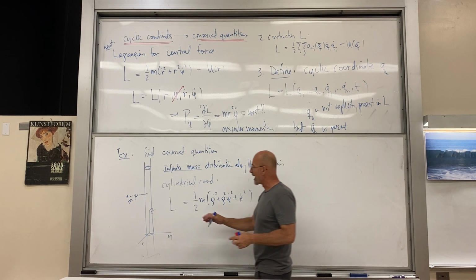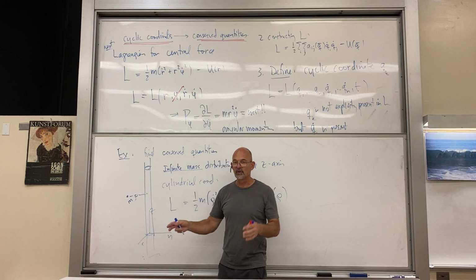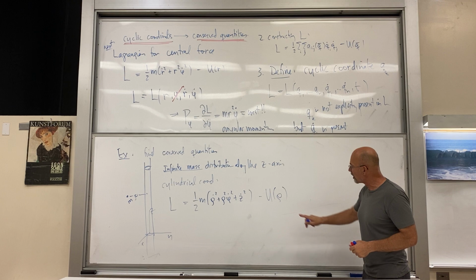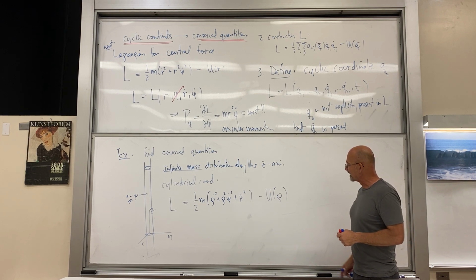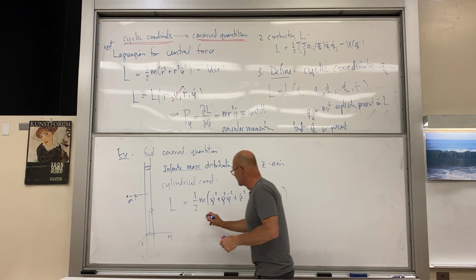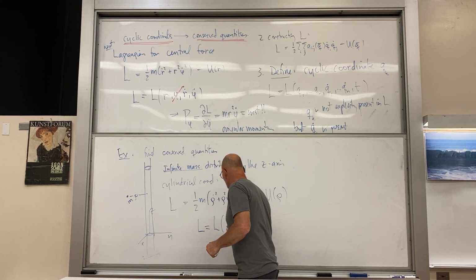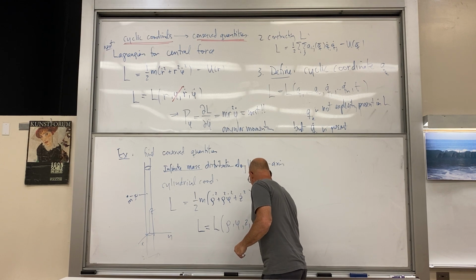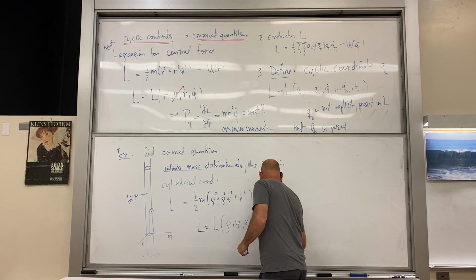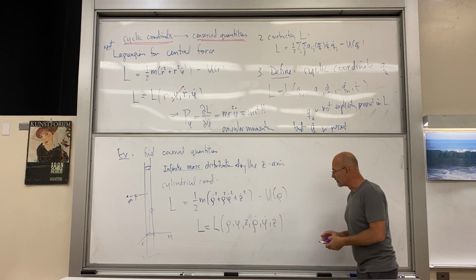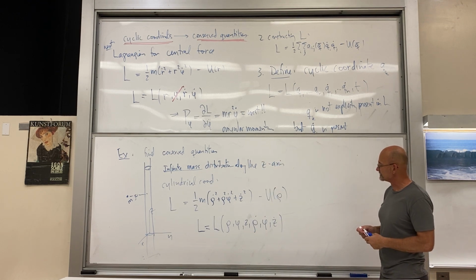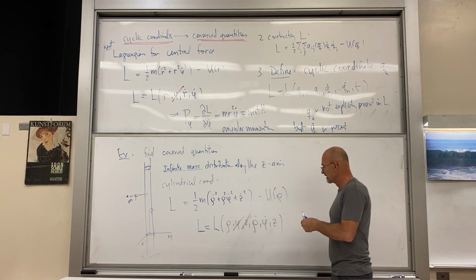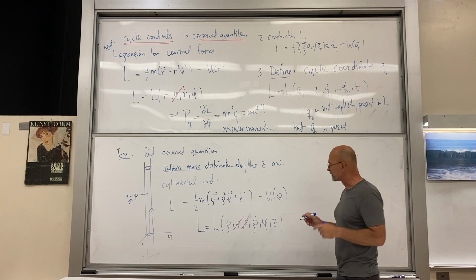If this were a gravitating cylinder, you would have one thing. If it were an electrostatic cylinder, you'd have another thing. But it can only depend on rho. And for that reason, we have L equals L of rho, phi, z, rho dot, phi dot, z dot. But what are the cyclic coordinates now? Phi and z.